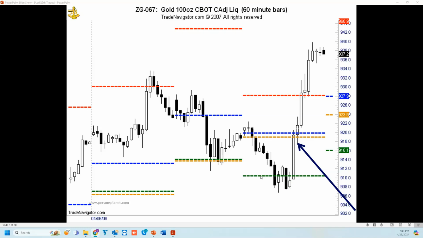Sometimes the markets go down to a pivot support and they don't stop, it's an area. Sometimes we're unfortunately exactly 100% correct and it stops within a couple ticks. But sometimes it's an area of support and it probes that target level.